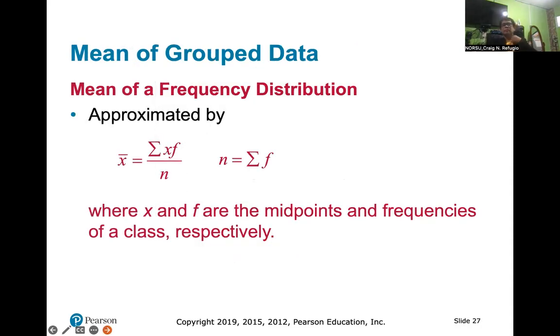Okay, mean of grouped data. So there is grouped data. We'll be talking about frequency distribution later. So the mean of a frequency distribution is approximated by x bar is equal to summation of xf divided by small letter n, and small letter n is equal to the summation of all frequencies, where x and f are the midpoints and frequencies of a class, respectively.